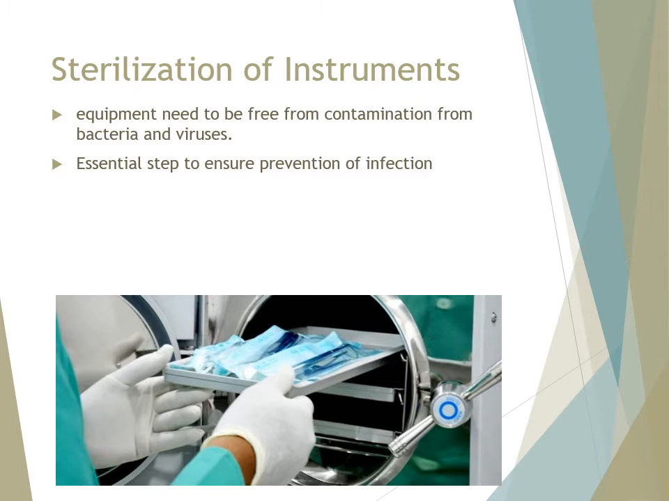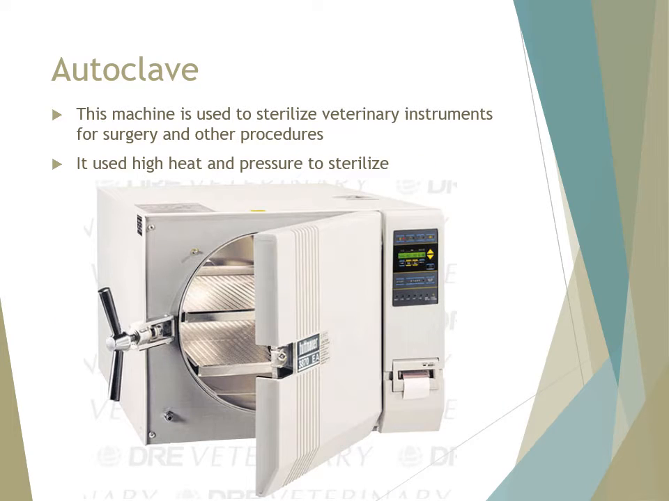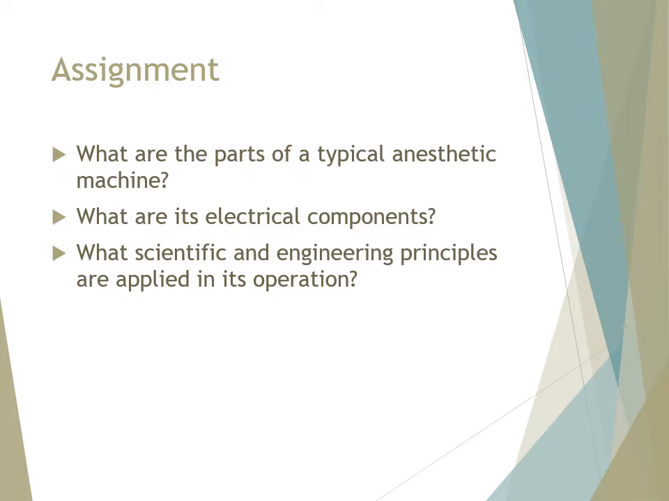So there are two ways. The first way is to use heat and pressure to sterilize. So this is called the autoclave machine. No? The autoclave machine is used to sterilize veterinary and of course human instruments and other procedures. Okay, so your assignment would be to look at the parts of a typical autoclave machine and its electrical components and the engineering and scientific principles applied to its operation. How do they kill? Basically, how do they kill the viruses?